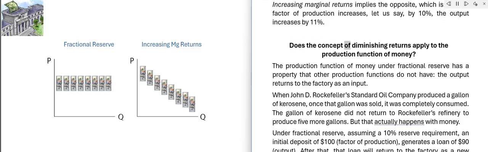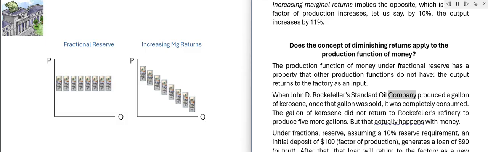Does the concept of diminishing returns apply to the production function of money? The production function of money under fractional reserve has a property that other production functions do not have. The output returns to the factory as an input. When John D.